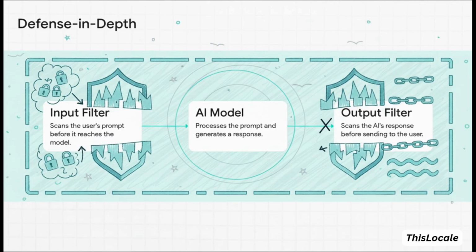And this right here is exactly why a defense-in-depth strategy is so critical. You need an input filter to scan what the user is asking, and you need an output filter to scan what the AI is about to say.